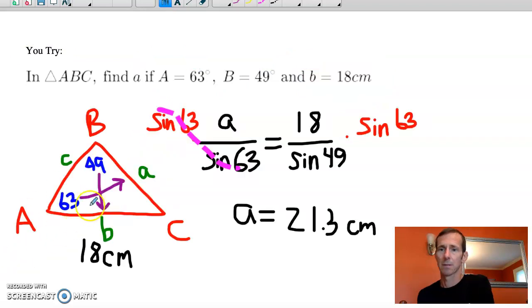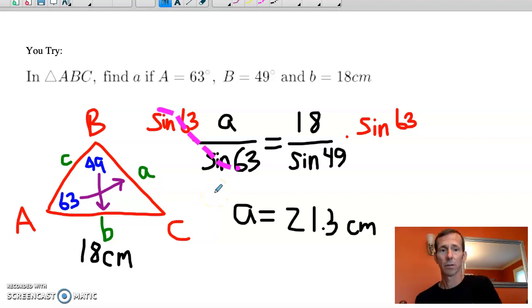All right, this is my very poor drawing of a picture, labeled. Way too many colors in there. But again, you'll notice there's the setup with my proportion. I'm solving to get the side that I want by multiplying away a denominator, and you get an answer of 21.3 centimeters. So that again is the end of this video.